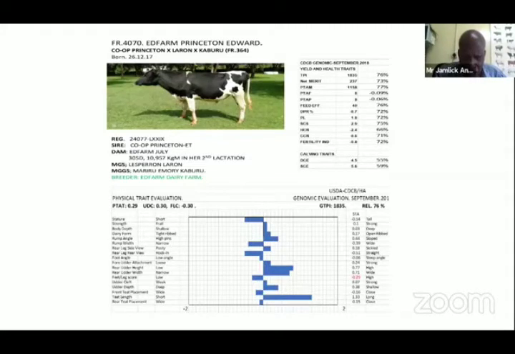Of the Association, the one which is doing the evaluation. CMB is the organization which gives authority of release of any genomic evaluation data. Right? They have been authorized by USDA to release this kind of evaluation data. And then the next row is the physical trait evaluations.